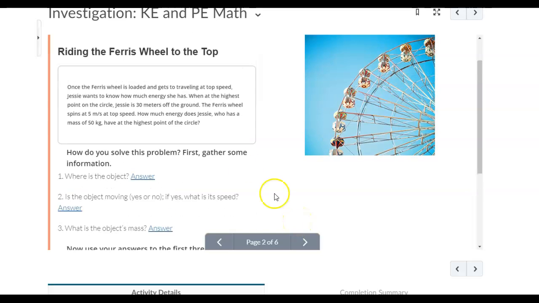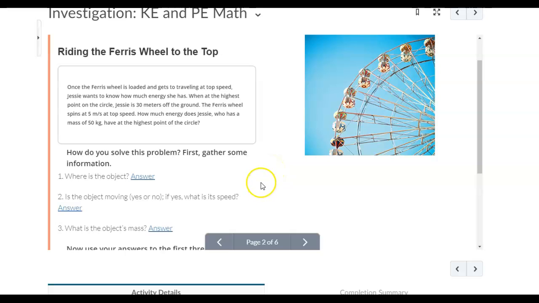So, riding the Ferris wheel to the top. Once the Ferris wheel is loaded and gets to traveling at top speed, Jessie wants to know how much energy she has. When at the highest point on the circle, Jessie is 30 meters off the ground. The Ferris wheel spins at 5 meters per second at top speed. How much energy does Jessie, who has a mass of 50 kilograms, have at the highest point in the circle? All right, so how do you solve the problem?